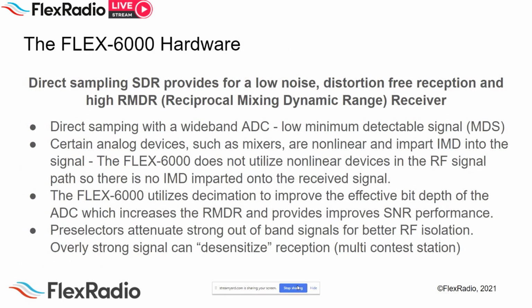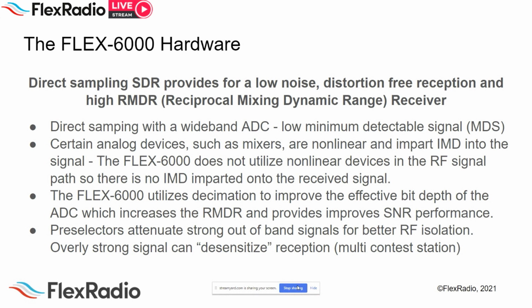So let's talk about the hardware. Direct sampling SDR provides low noise, distortion-free reception and high RMDR, reciprocal mixing dynamic range. With direct sampling and a wideband ADC, we are able to achieve a very low minimum detectable signal, or MDS, and having a receiver with really good MDS characteristics is very important.